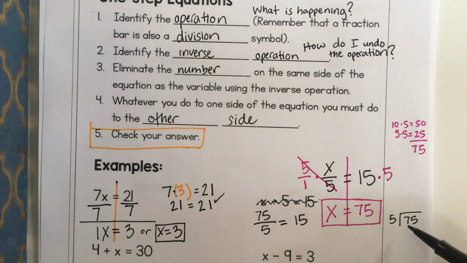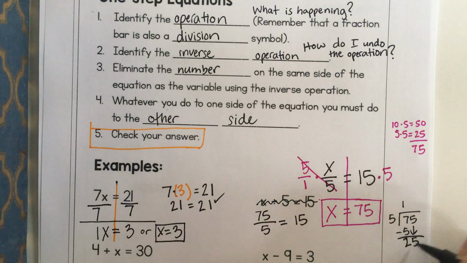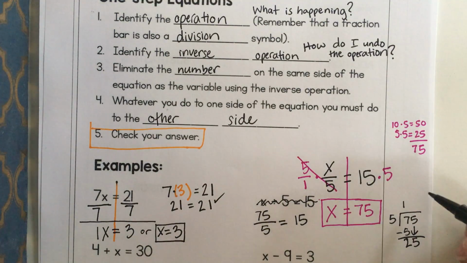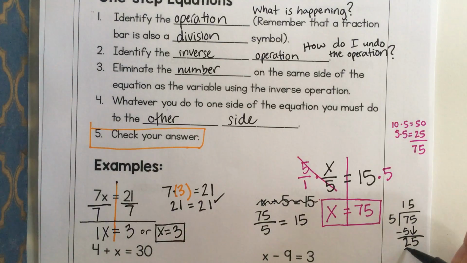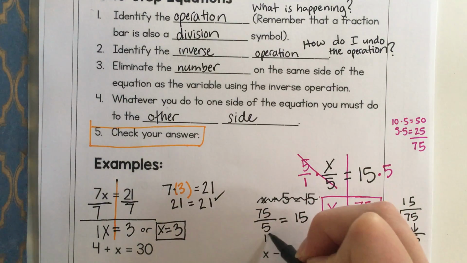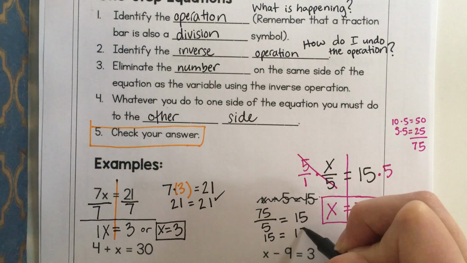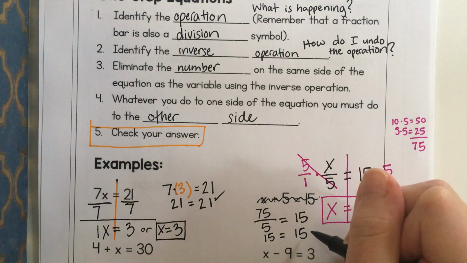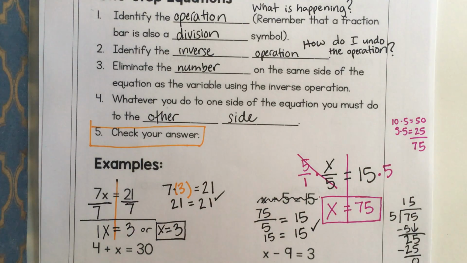5 goes into 7 once. 5 times 1 is 5, subtract it to get 2, bring down the 5. 5 goes into 25, 5 times, for 25. So 15. So 75 divided by 5 equals 15. That is what my other side equals. So my answer is good.